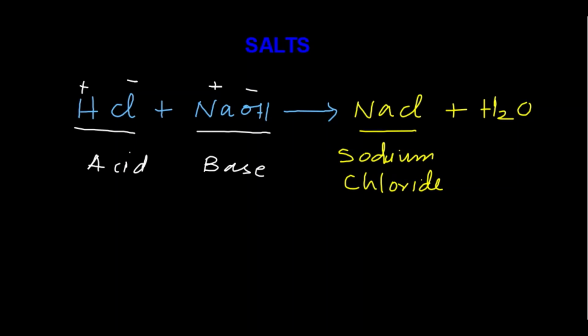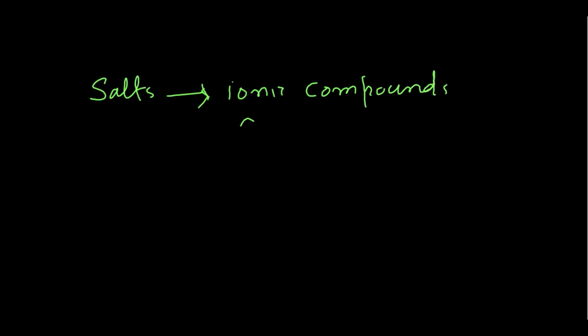Salts are usually ionic compounds. What is the nature of salts? Salts are usually ionic compounds. Ionic compounds are usually found in crystalline form. Usually they are present in the form of crystals.